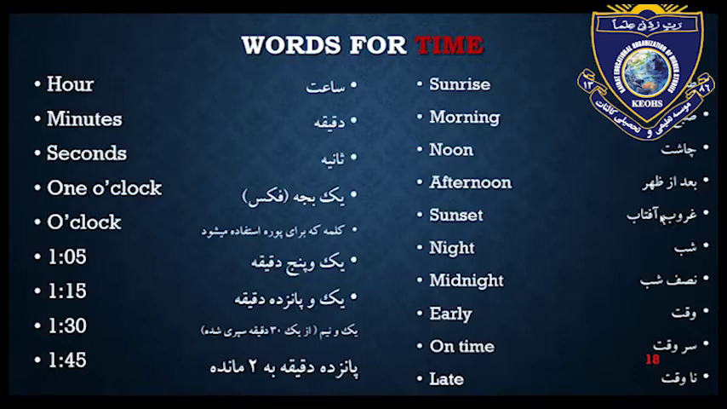Okay, now let's start with the words: hour, minutes, seconds, 1 o'clock, 1:05, or 5 after 1, 1:15, or a quarter after 1. You can use both of them. Then 1:30, 1:40, 1:45, or a quarter to 2.